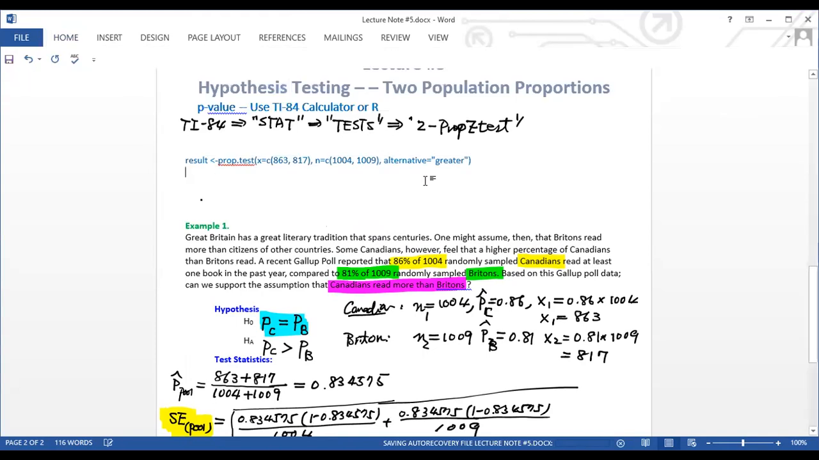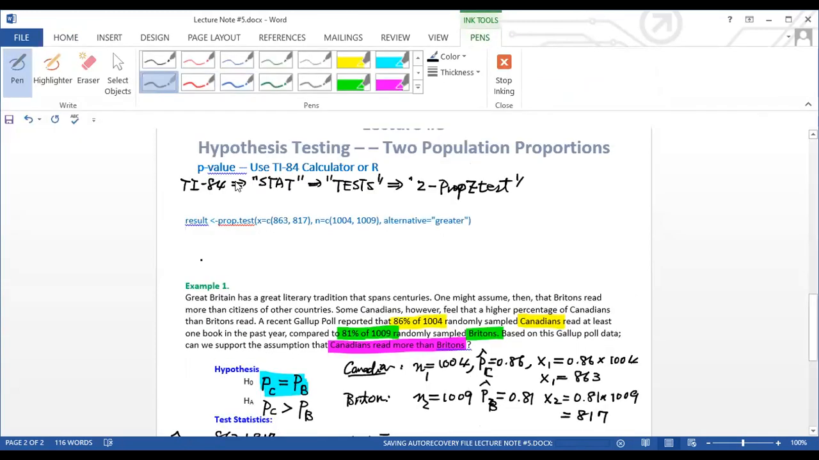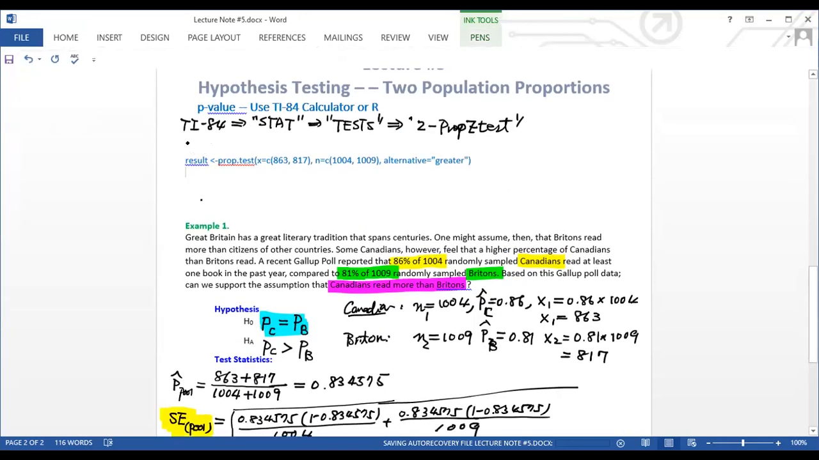If you want, there are two options here. You can use the TI calculator, or you can use the software. This is the R code, and it's very simple, just one line. You can get the same test results. That's it for this lecture on the two population proportion.